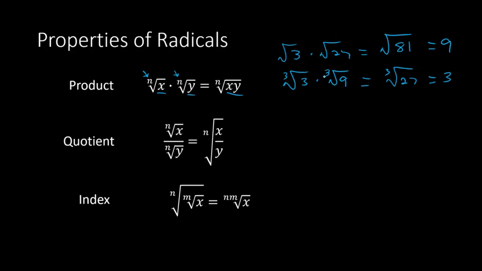So the indices must be the same to combine when multiplying. Same thing with dividing. That's what we have here for the quotient property. Let's use an actual example.